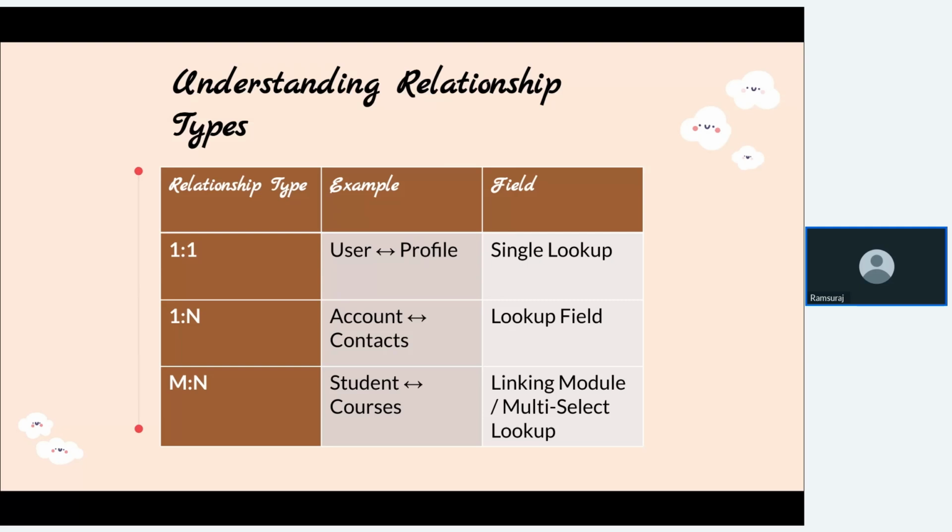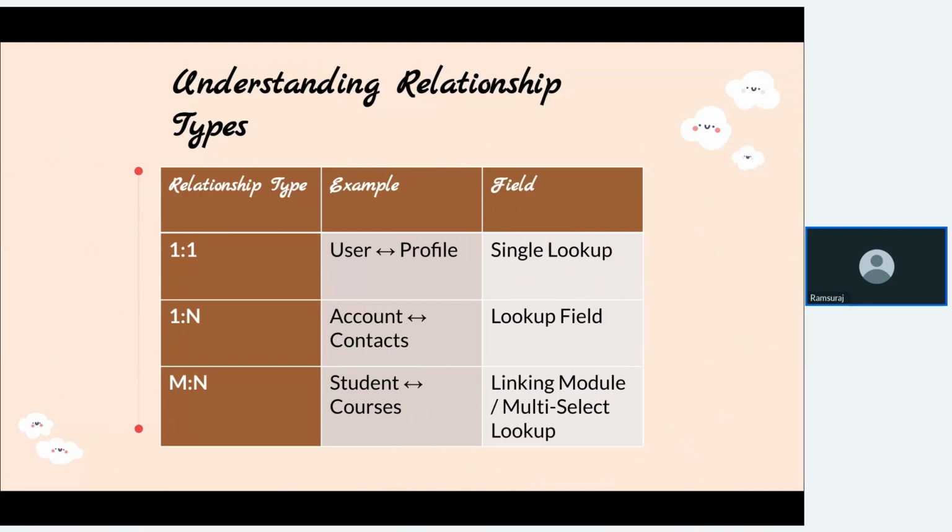But there is one limitation here. Each lookup can connect to only one record, right? So if you have a case where a single record must connect to multiple related records at once, a normal lookup won't work. That's where you have to move to the next feature, the multi-select lookup field, right? The multi-select lookup field allows you to associate multiple records from another module to a single record in the current module.